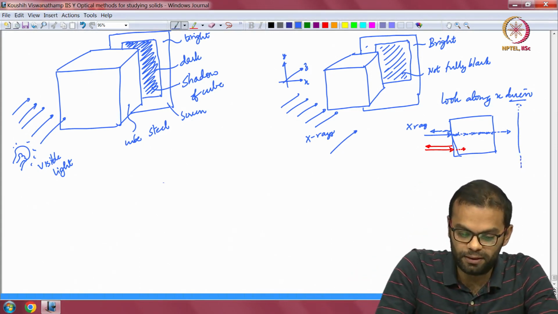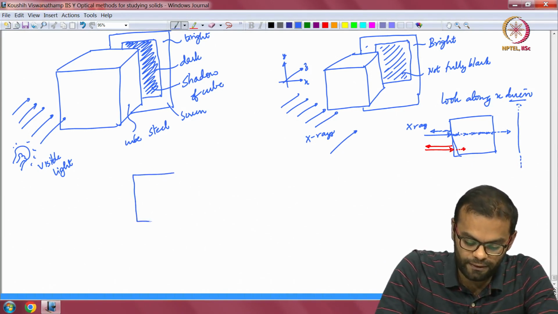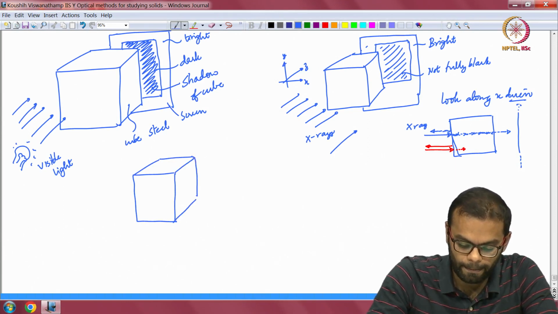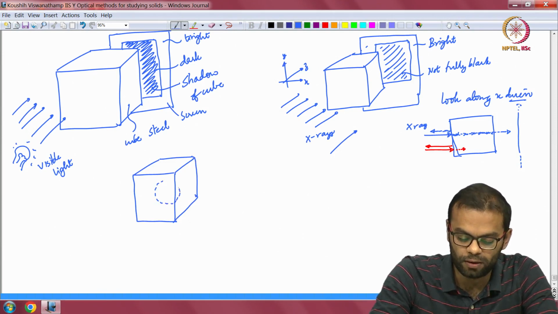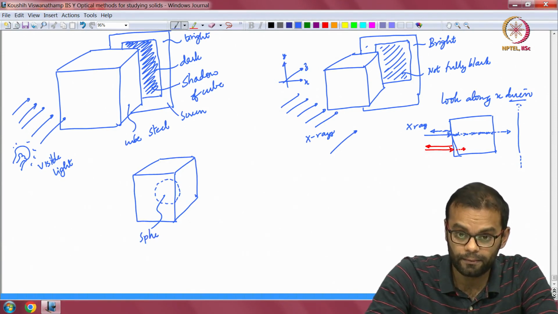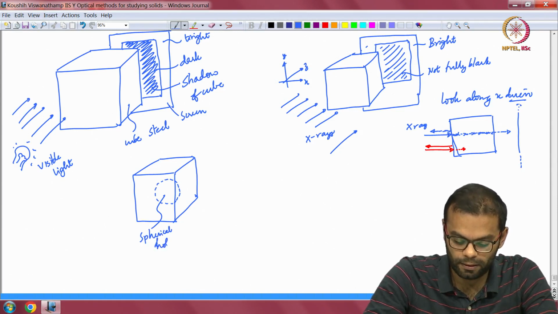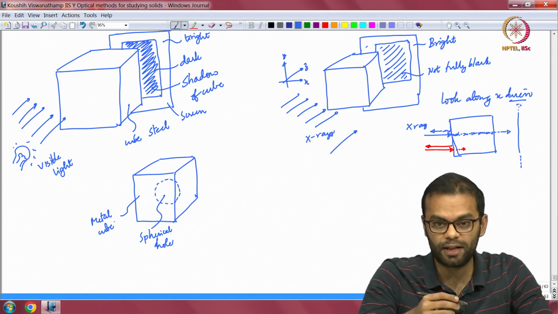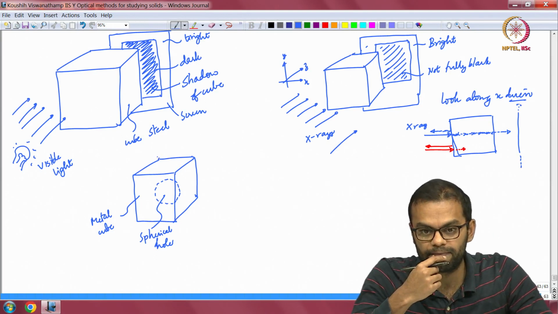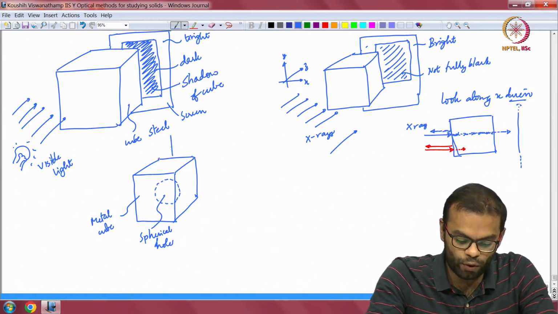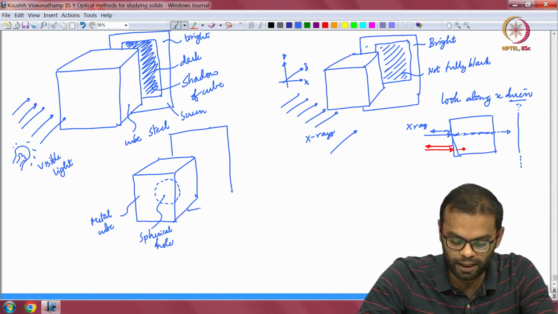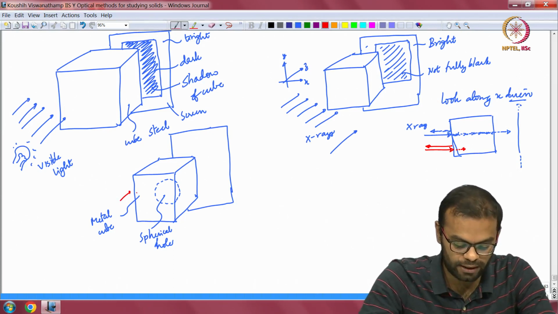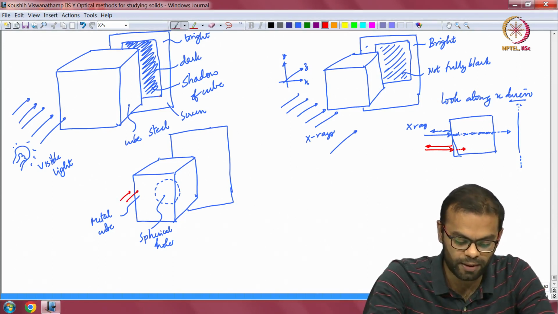Now we can take this example one step further. Let us say we have not a cube, but a cube with a spherical hole inside. So the same metal cube, steel, whatever we had initially, but now the cube has a small hole inside. Now if you pass optically visible light through this, which is the red rays, then you will get the same image that you had here.